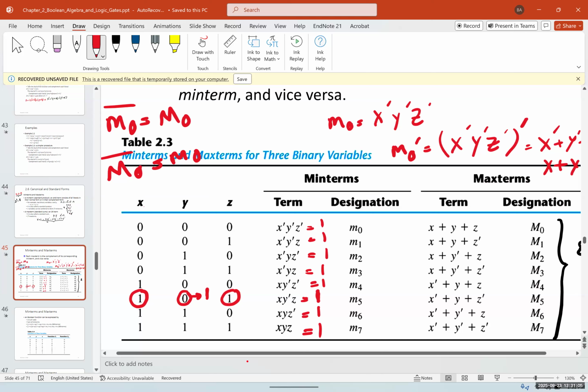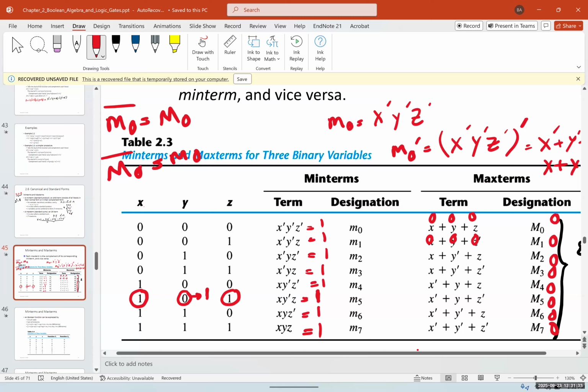Now let's do it for max term. If x, y, and z are 0, 0, 0, what would M0 be? 0 plus 0 plus 0 gives us what? 0. If x, y are 0 and z is 1, we have 0 plus 0 plus, 1 is z, so z prime would be 0. So this would be equal to 0. So in the same way, all of these would be equal to 0.